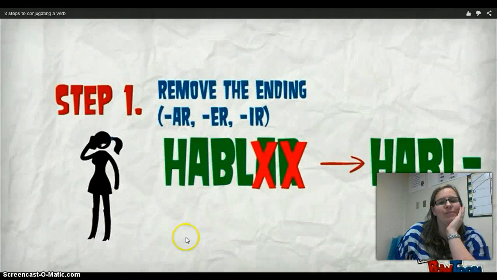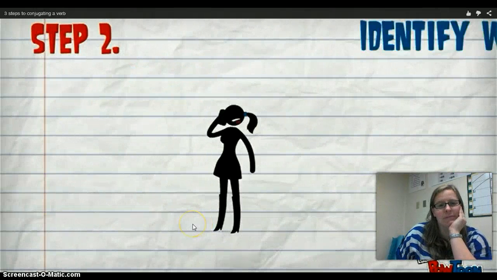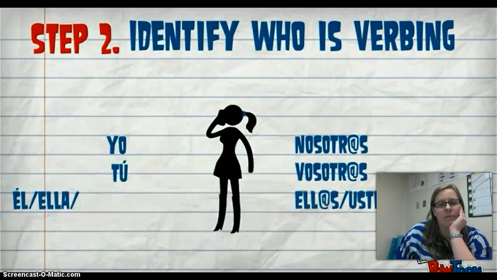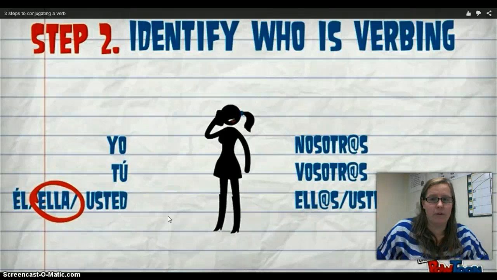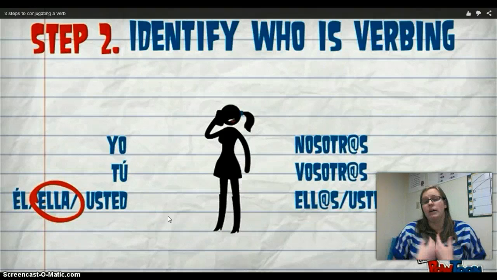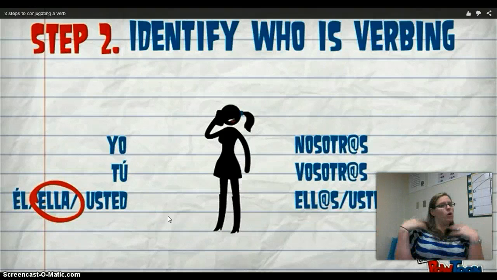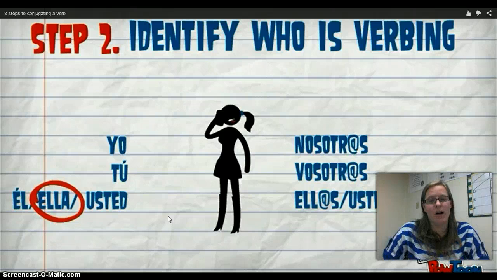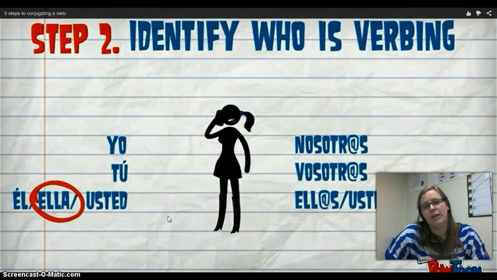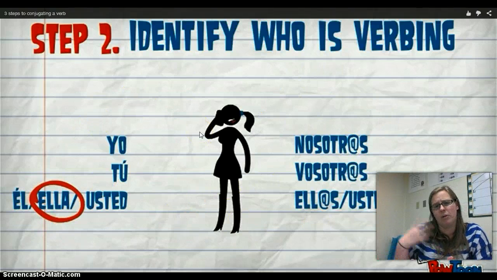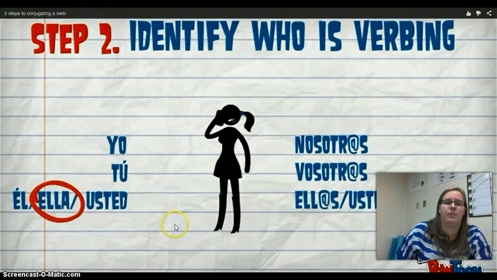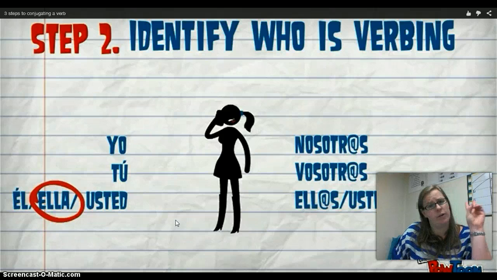So in this case, it says identify who is verbing. So what I mean by that is identify who is performing the action. Am I speaking? Are you speaking? Is he speaking? Are they speaking? Who speaks? Okay? In this case, we're talking about that girl. So we're going to say she speaks. So we know out of our whole chart of pronouns or people who can perform actions that we're going to be talking about ella, right? Talking about she. So that's step 2. Identify who is verbing.